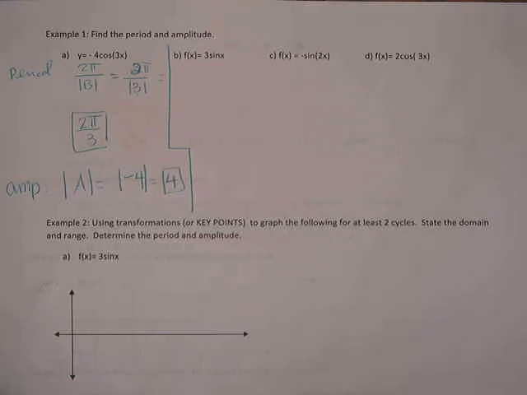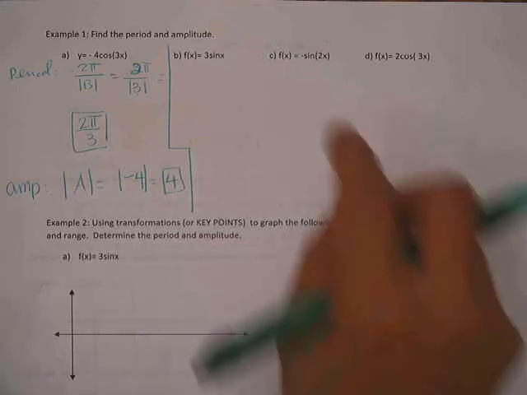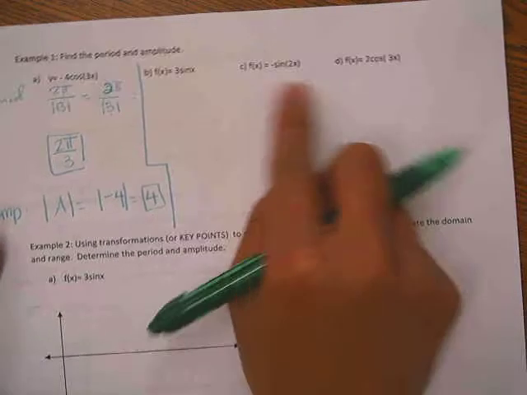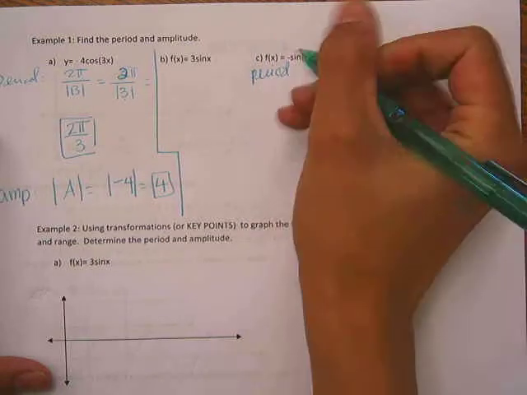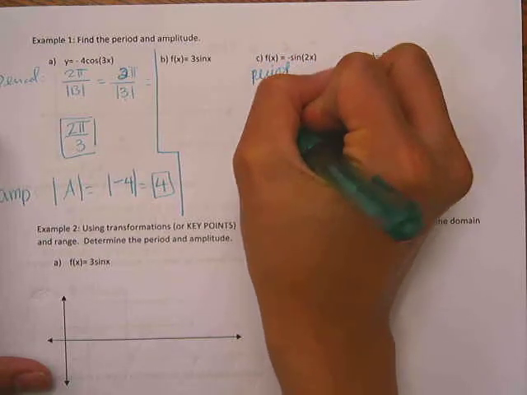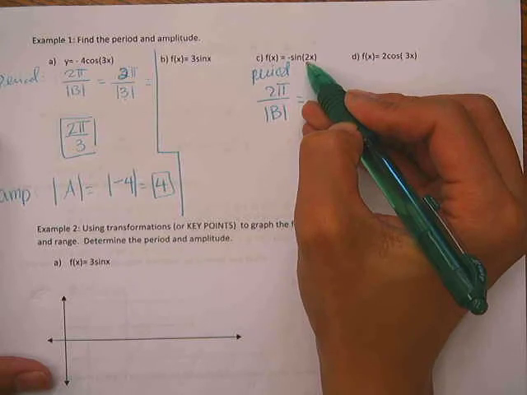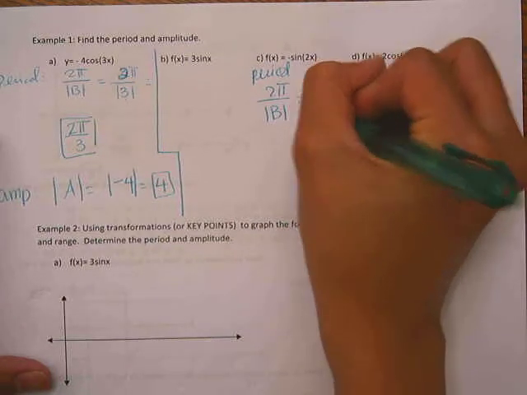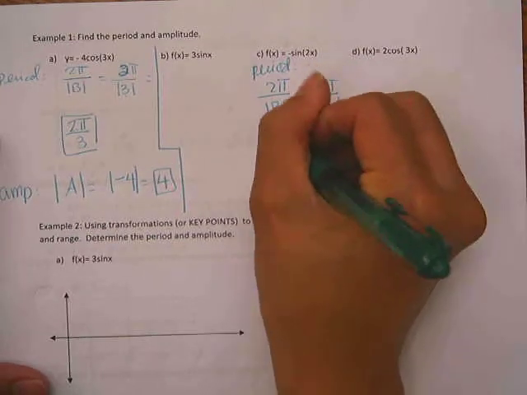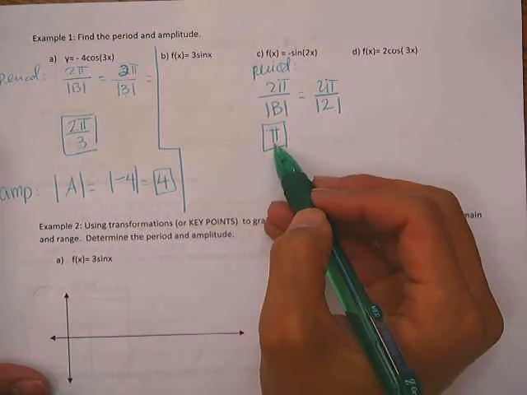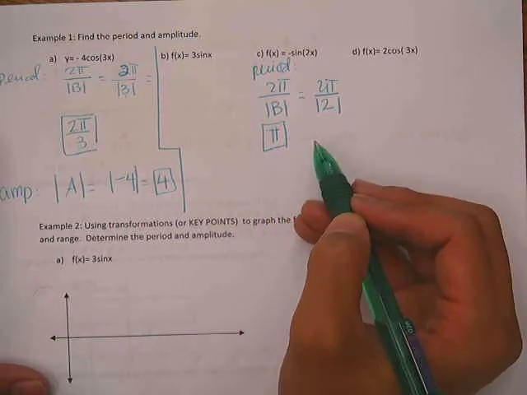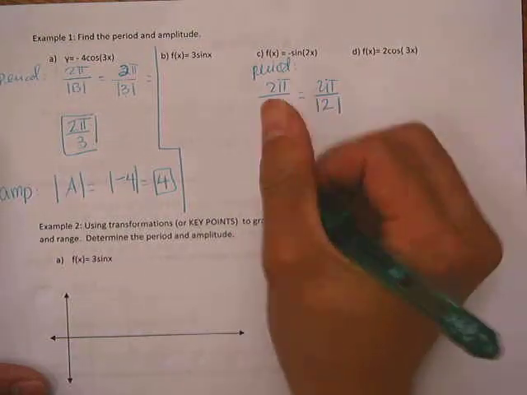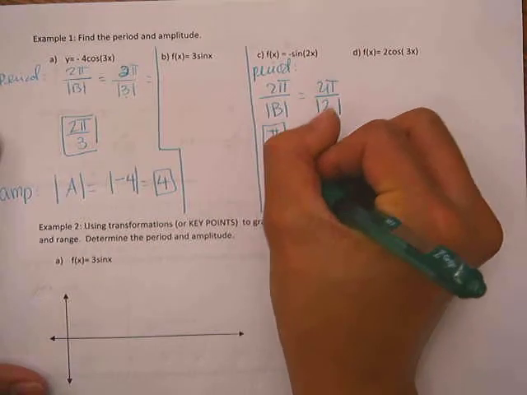All right, and then the next one, we're going to do the period and amplitude. I'm going to do the period and amplitude for C, and leave B and D for you to do on your own. So period is going to be 2 pi divided by the absolute value of B. B, in this case, the horizontal change, is 2, so 2 pi divided by the absolute value of 2. 2 pi divided by 2 is really a pi. So I'm going to go from 0 to pi, and then repeat. From pi to 2 pi, repeat. From 2 pi to 3 pi, repeat. That's what it means.